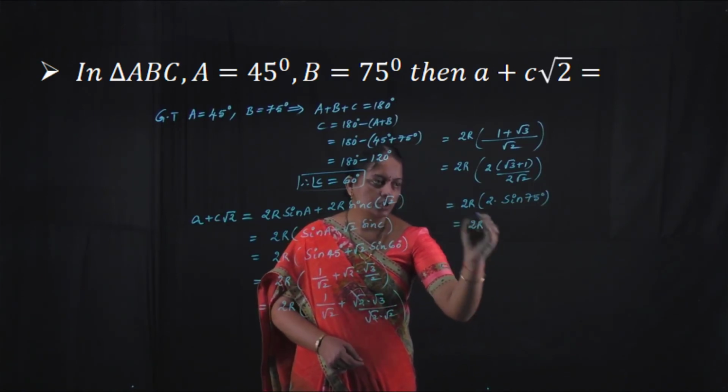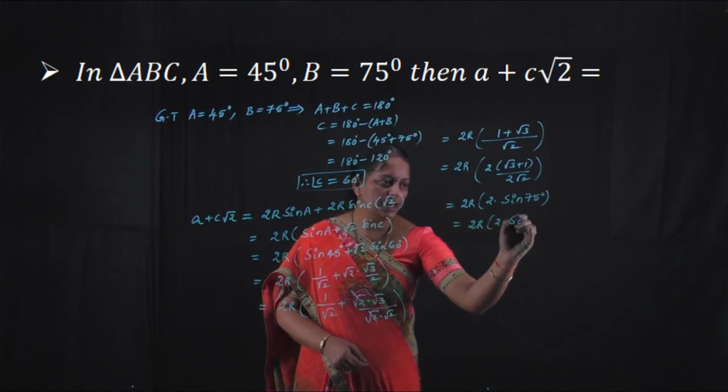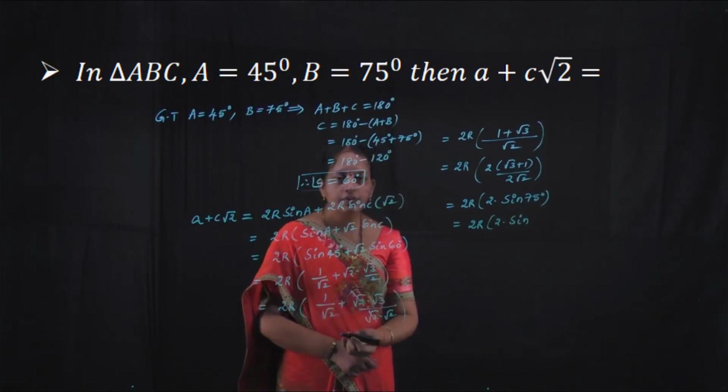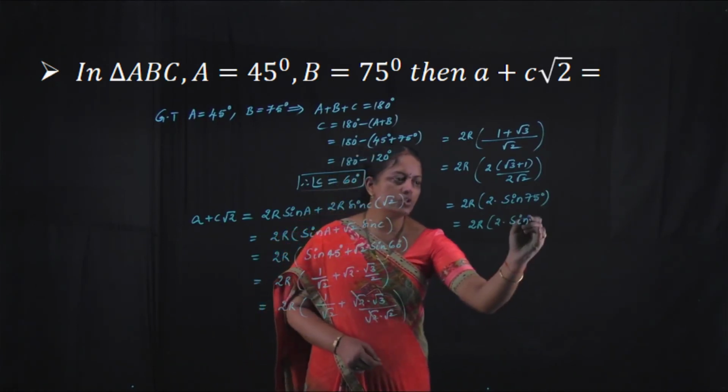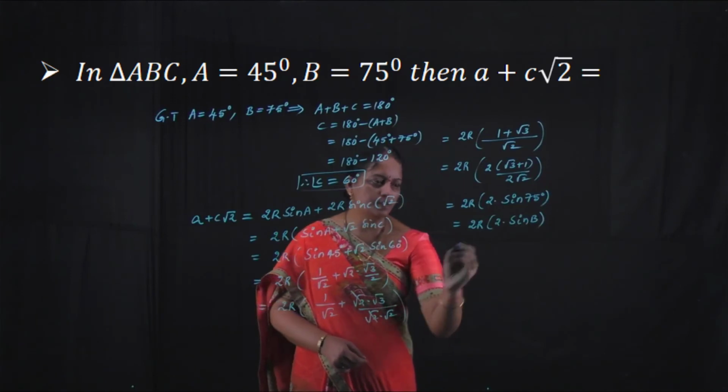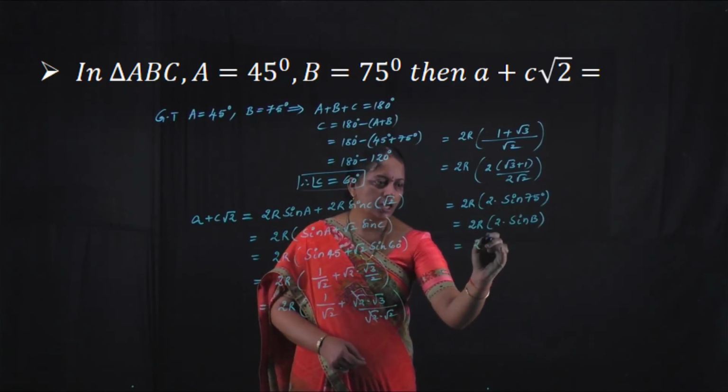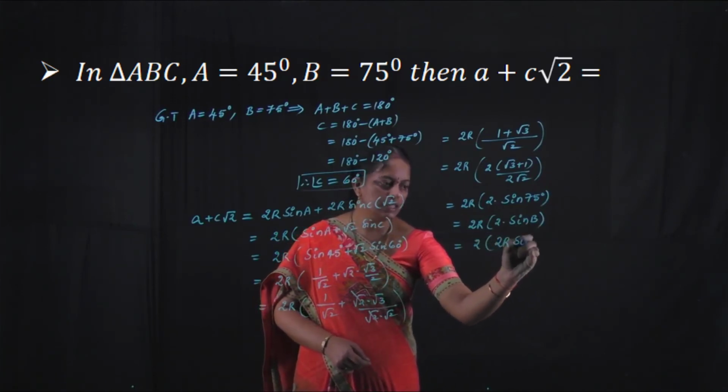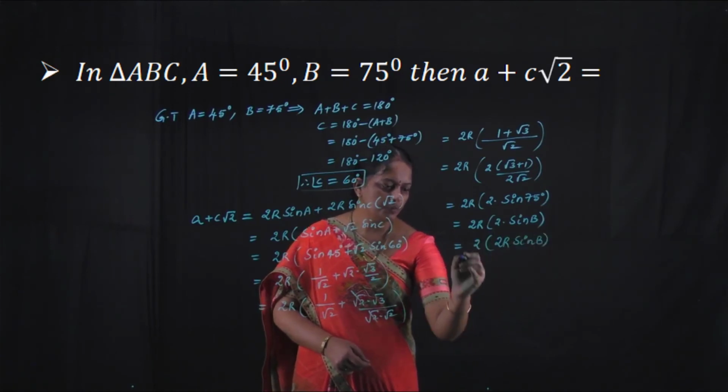So this is equal to R into 2 times, and we are given that 75 degrees is equal to B. So sine 75 means sine B. It can be written as 2 times 2R sine B.